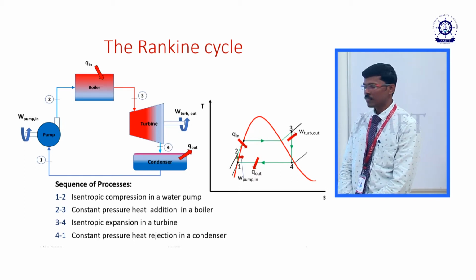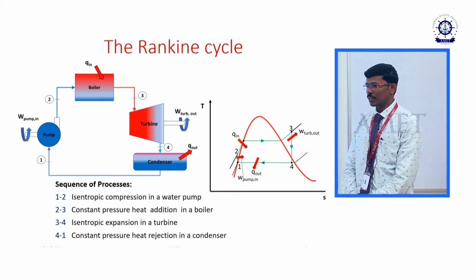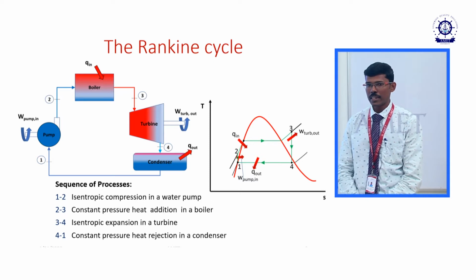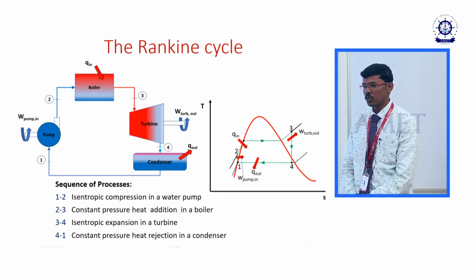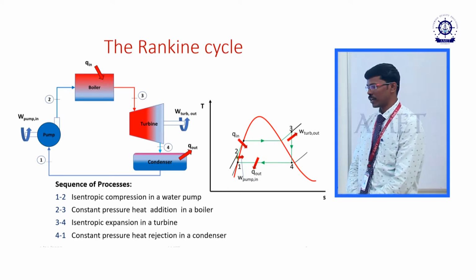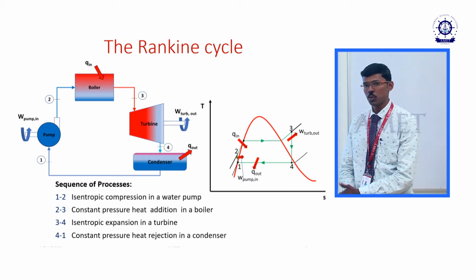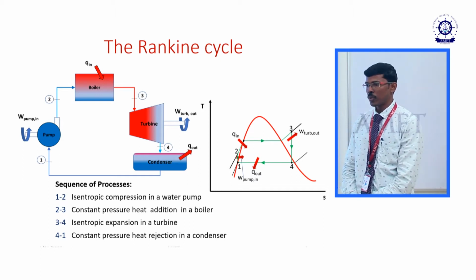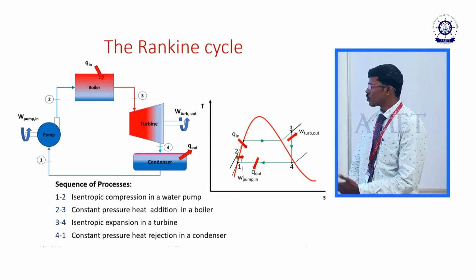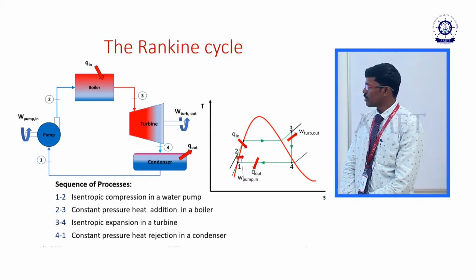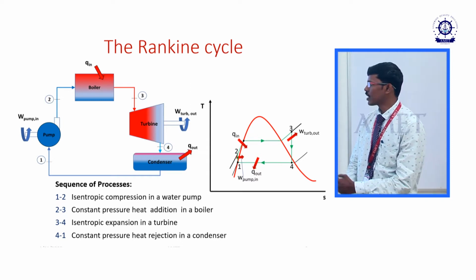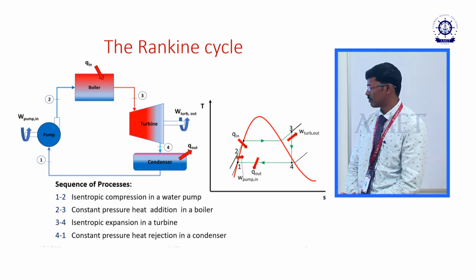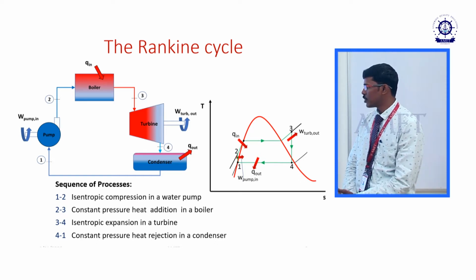The turbine is connected to a generator. The steam expanding in the turbine moves the blades, and as a result the shaft rotates. The shaft is connected to a generator, and through that we generate electricity. After the turbine, the steam expands and comes out of the turbine, and it is fed to the condenser.